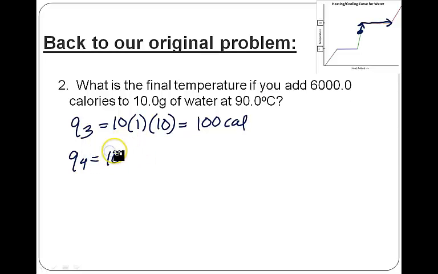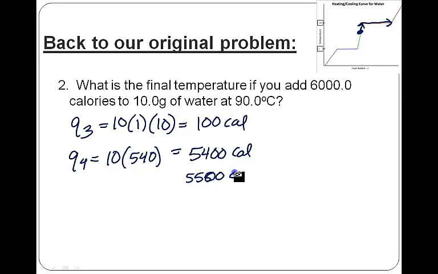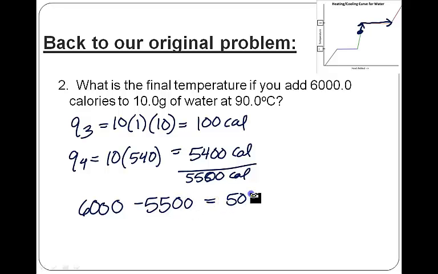Q4 is going to be the mass times 540. That would be 5,400 calories. Okay, so both these steps together are only 5,500 calories, so we still have a little bit more to spend. At this point, I would probably say, okay, let's figure out how much we have left after we've done those two steps. We've used, of our 6,000 calories, 5,500 of them. So we have 500 calories left.